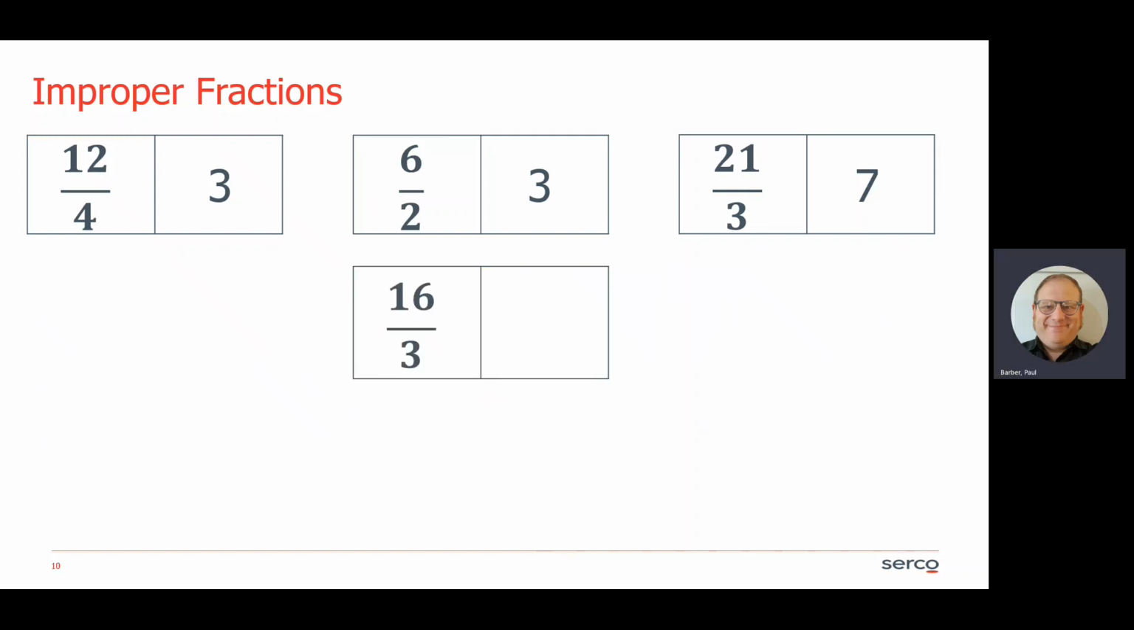Slightly more difficult question though, hopefully you might think that, is what if we had 16 thirds? So we've got something that's split into thirds, and we have 16 of those pieces. How many whole ones have we got, and are there any issues with this number? Give you a few seconds to have a think about it.